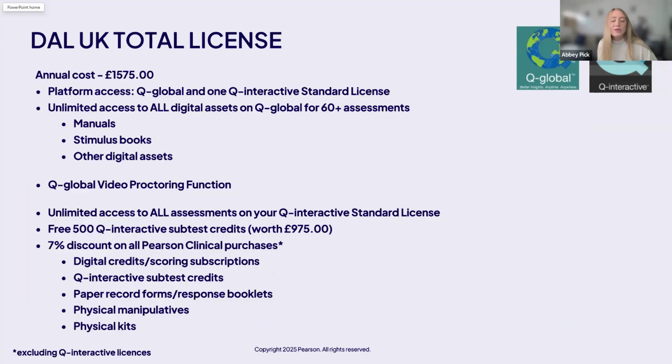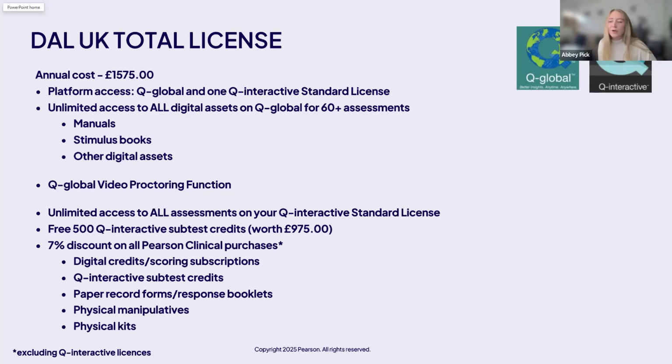And the last license option is the total license. So this includes access to all of the Q Global assets and one Q Interactive standard license. The Q Interactive standard license includes all assessments available on the Q Interactive platform, and you must hold a level C qualification to purchase the total license, as this includes our level C assessments. With this option, it includes a free 500 Q Interactive subtest credits worth £975. So even more is included with this option.